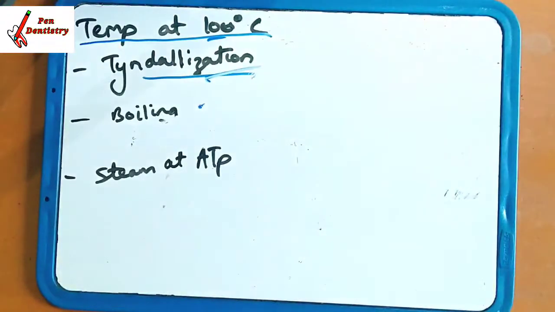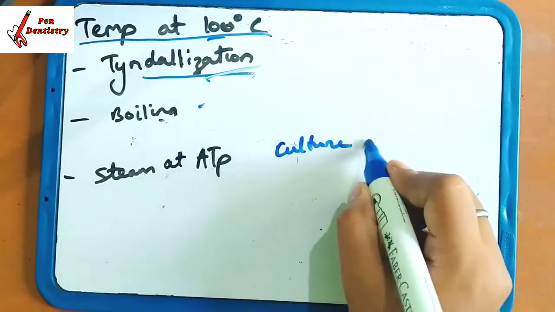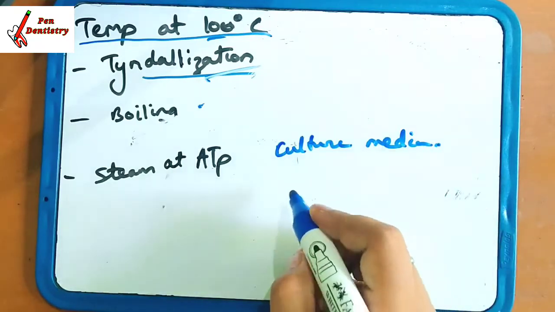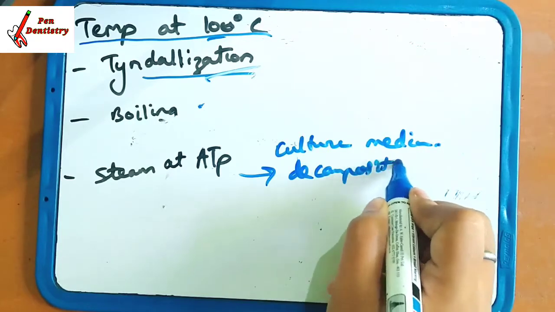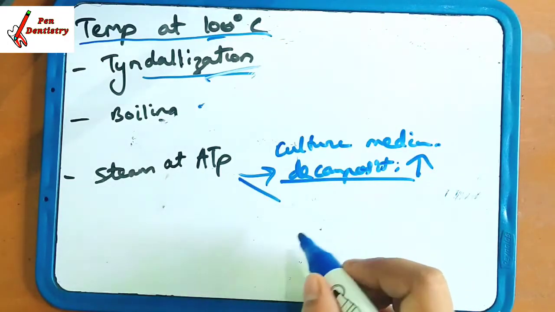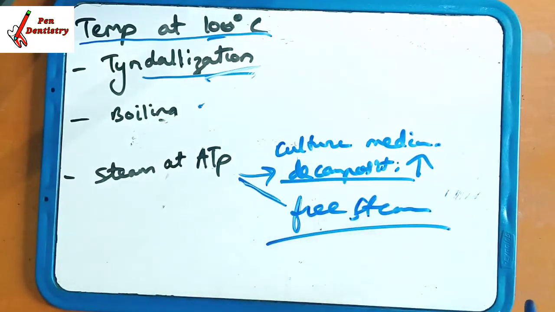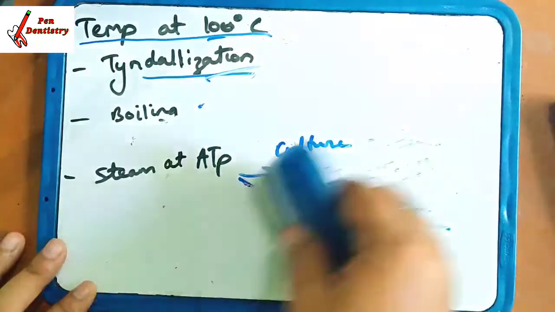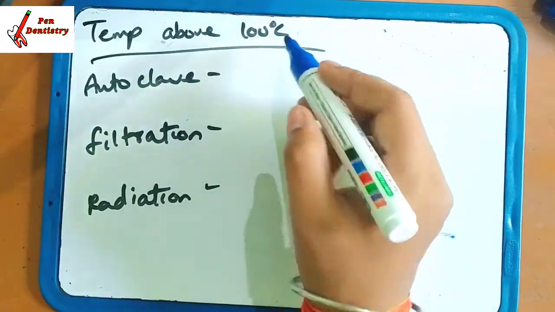And the third one is steam at atmospheric pressure. Free steam is used here, and mostly culture media is sterilized, because higher temperature causes decomposition. Here what is used? Free steam is used. Now we will go for temperature above 100 degrees Celsius.